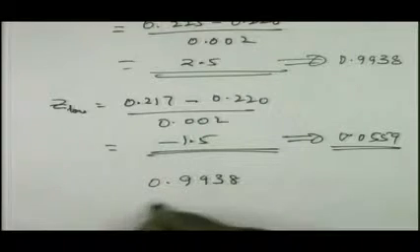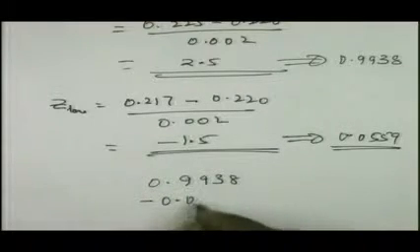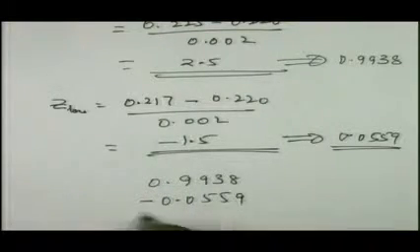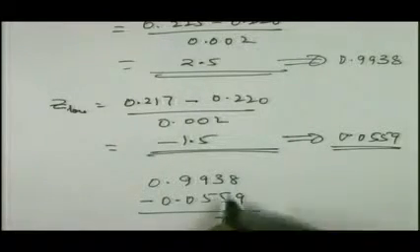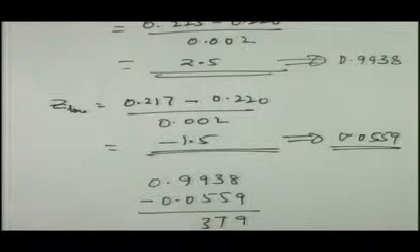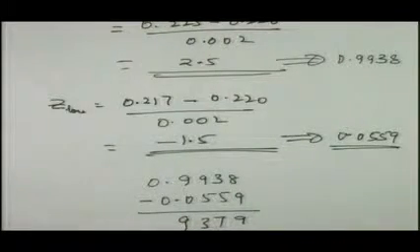0.9938 minus 0.0559. This will give me 9, 7, 3, and 9. So what is acceptable? Did I get this correct? What was your minus 1.5, correct?